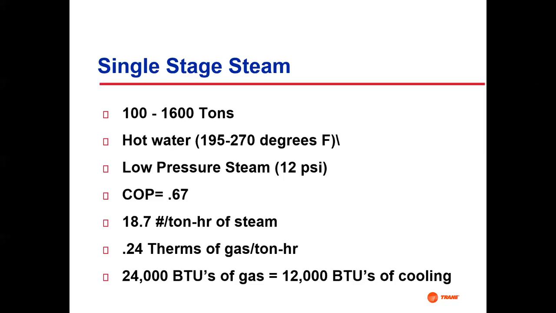So, in order to get this 18.7 pounds of steam, it takes 0.24 therms of natural gas input. Because a therm is 100,000, 0.24 therms is 24,000 BTUs. So the efficiency of generating this steam is what? 18.7 divided by 24,000.